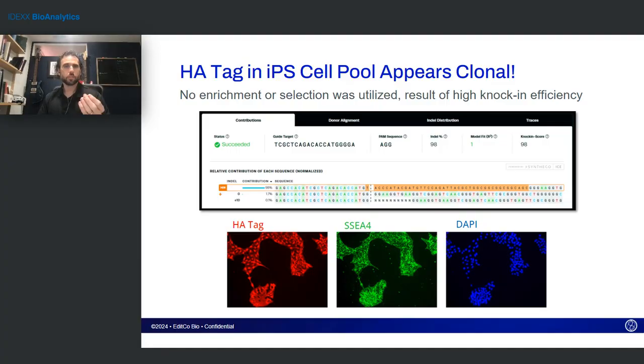More importantly, we're able to insert these tags with such high editing efficiencies that these pools appear clonal. In this example, we knocked in this HA tag into a GAPDH gene, and we're able to achieve about a 98% knock-in efficiency for the pool. This can be visualized really well on the slide here if you look at the immunohistochemistry, as well as maintaining the pluripotency if you look at the SSEA4 marker there.